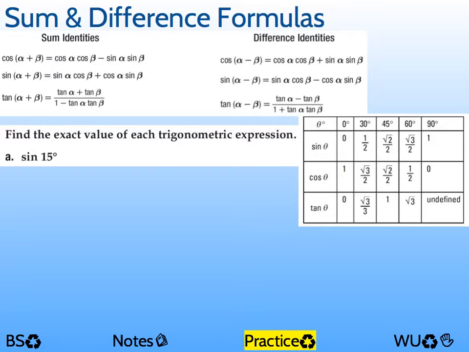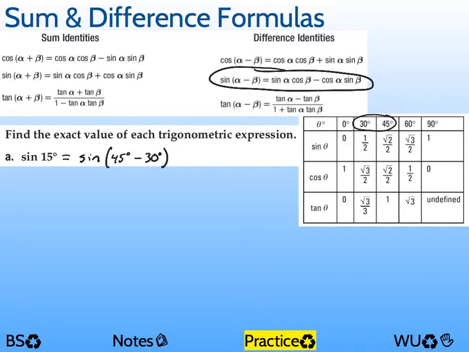In this example, we're solving for sine of 15 degrees. Now, the easiest problem to use here, I would just use 45 minus 30. Of course, you could do 60 minus 45. It would get you to the same place. So let's just pretend that this actually says sine of 45 degrees minus 30 degrees. And then we're going to use this formula right here.